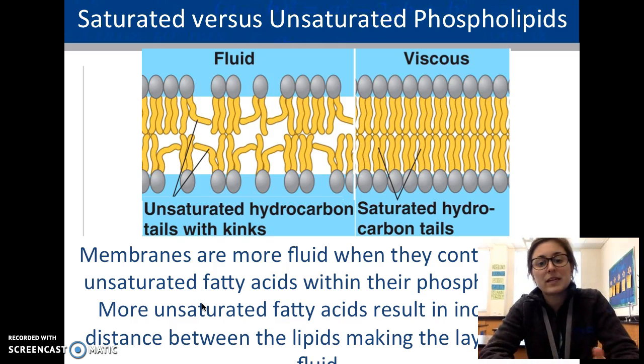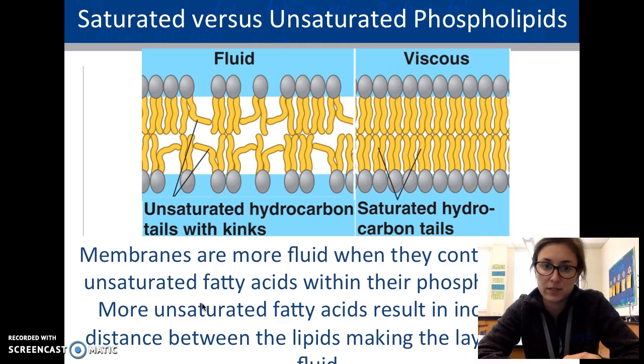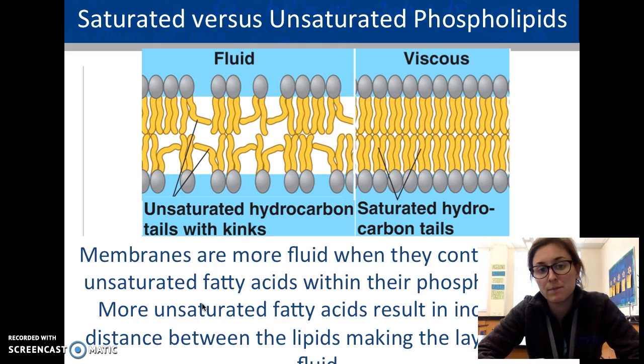Membranes are more fluid when they contain more unsaturated fatty acids within their phospholipids. So more unsaturated fatty acids results in increased distance. If you look on the left, we see all these spaces, and that's actually where fat would be. And so it makes the membrane more bendable and foldable and fluid. Whereas when they're more tightly packed, they'll move in a very different way.